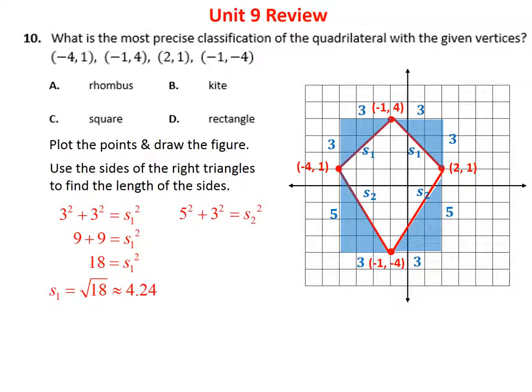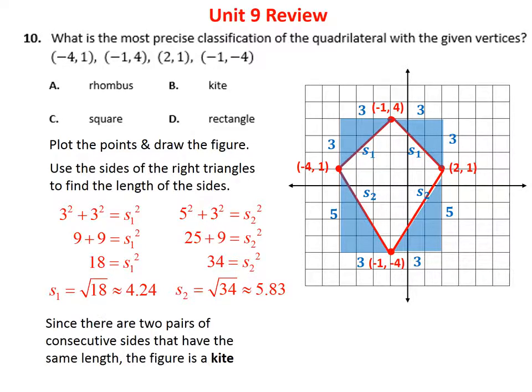The next one is 5 squared plus 3 squared, our bottom sides. And so we have 25 plus 9, or 34, equals s2 squared. So s2 is the square root of 34, or about 5.3. But once again, the point is that these two bottom sides are the same. So we have 2 pairs of consecutive sides. Therefore, we can conclude that the figure has to be a kite.